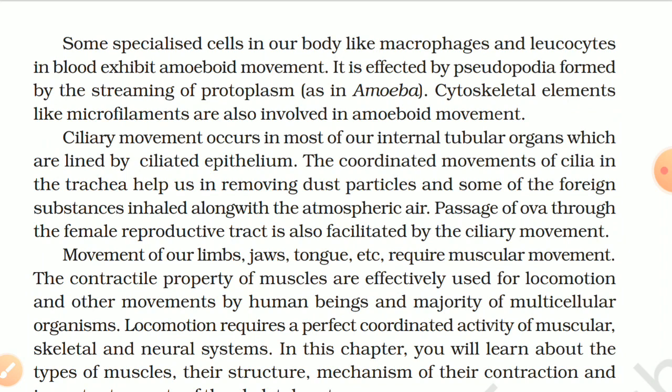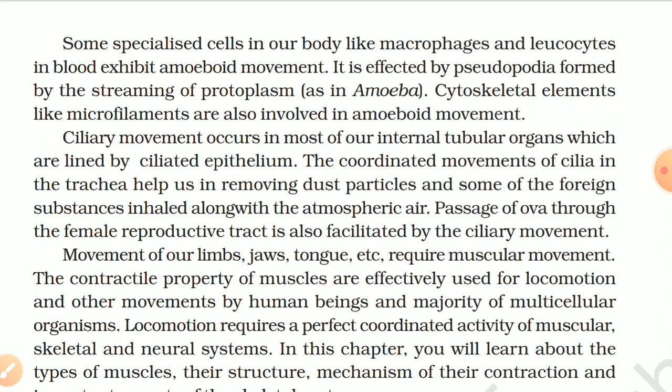Ciliary movement occurs in most of our internal tubular organs which are lined by ciliated epithelium. The coordinated movements of cilia in the trachea help us in removing the dust particles and some of the foreign substances inhaled along with the atmospheric air. Passage of ova through the female reproductive tract is also facilitated by the ciliary movement.